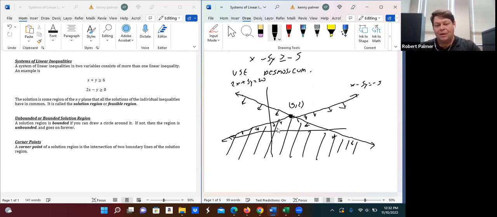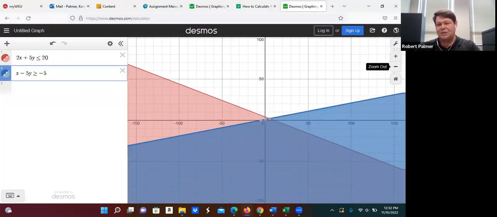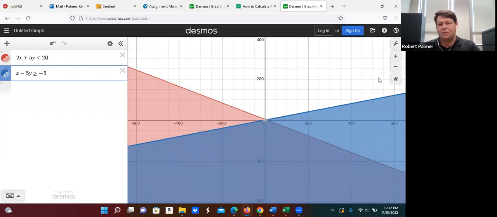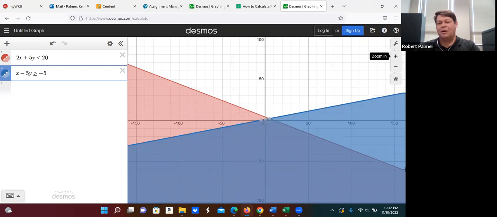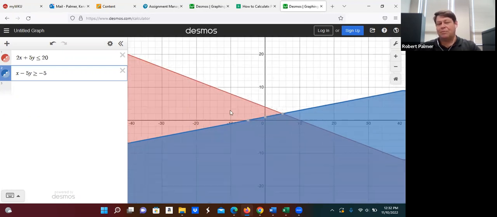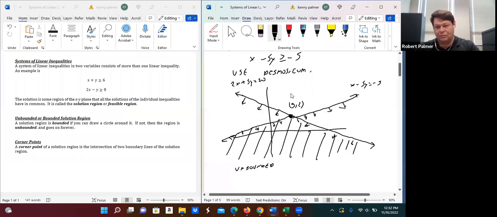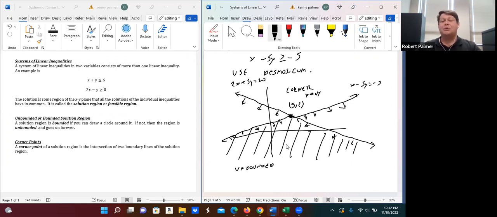A couple things about it. So it's unbounded, because let's go back to the Desmos graph. We can zoom out and we can see there's basically no end to it. Zoom out as much as we want. The point is I can never draw a circle around it; any circle I draw, the region will always get bigger than that. So it's unbounded. And actually the only corner point is this one right here, 5, 2. So this region right here with this corner point extending here is our solution region.